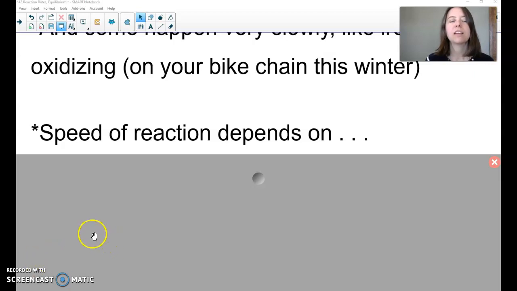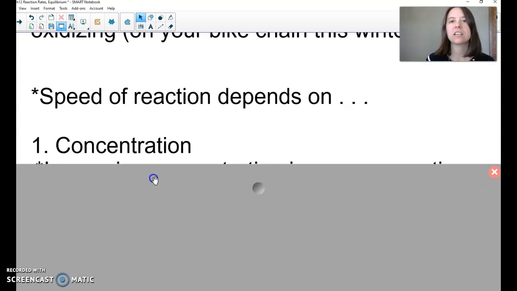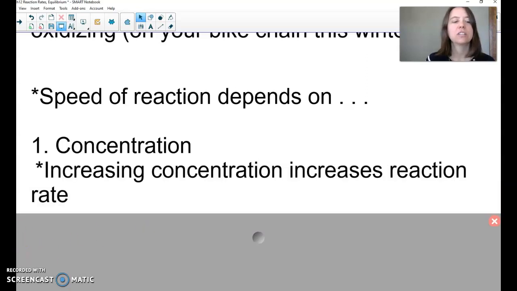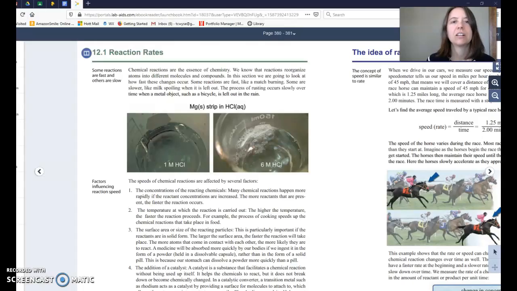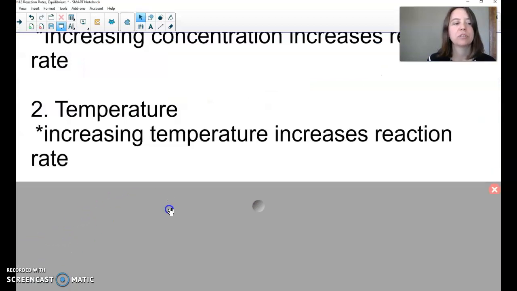What does the speed of the chemical reaction depend on? Well, one thing it depends on is the concentration. Increasing the concentration increases the reaction rate. Looking on the next page, we can see magnesium in 1 molar HCl is reacting a little bit, but a magnesium strip in 6 molar HCl is reacting quite a bit faster. The reaction rate also depends on the temperature. Increasing the temperature will increase the reaction rate. That's why we will heat a lot of our chemical reactions.